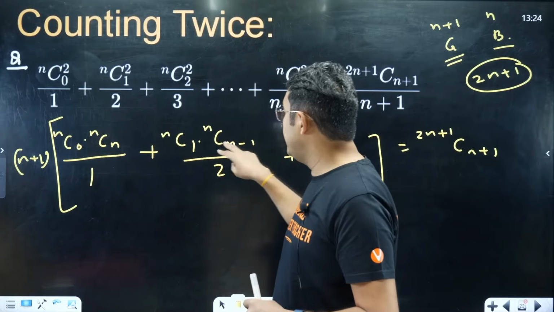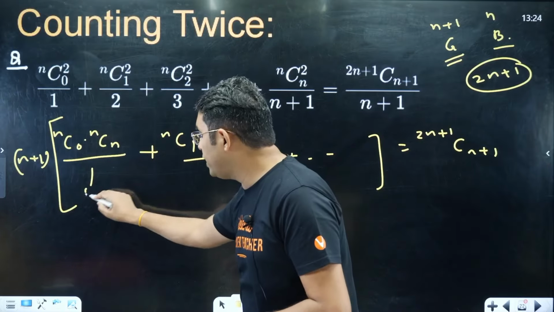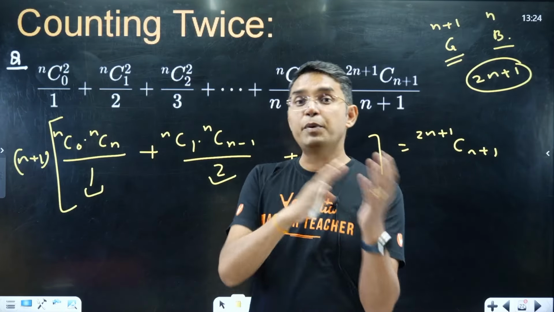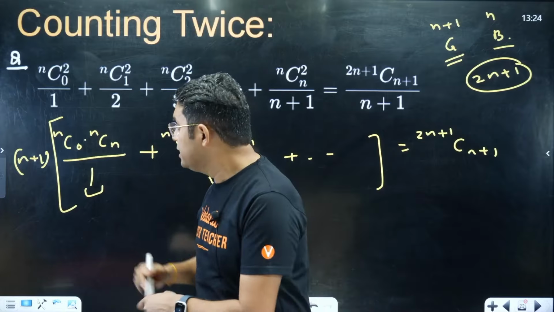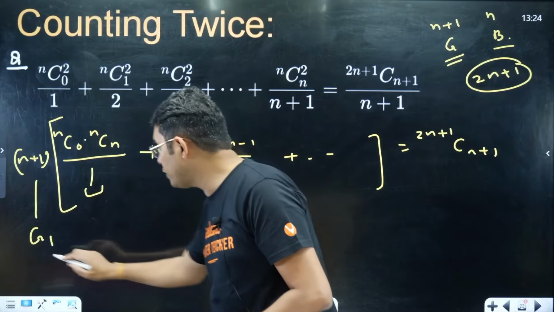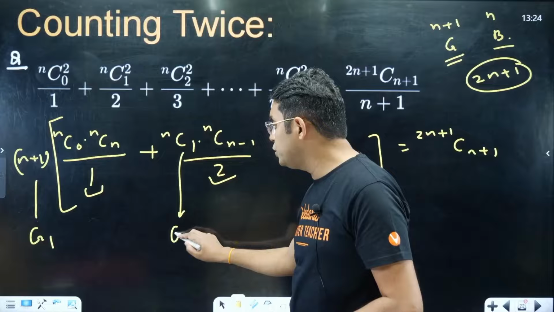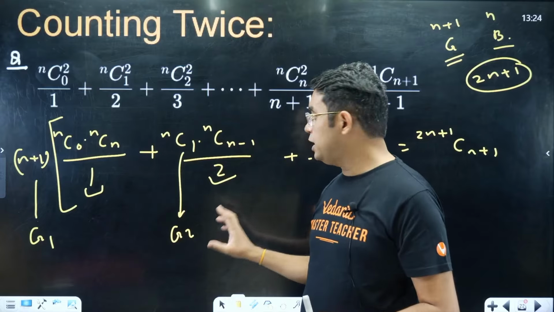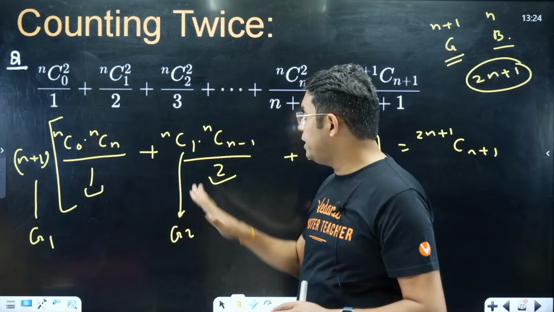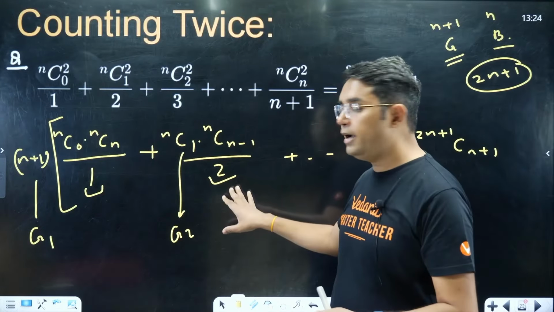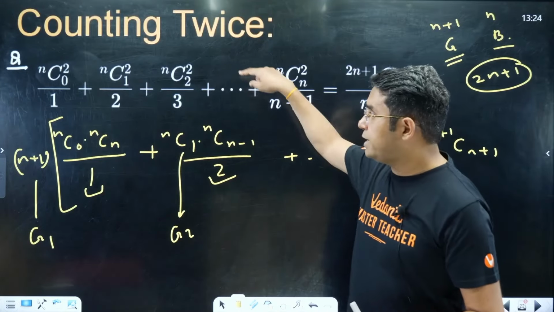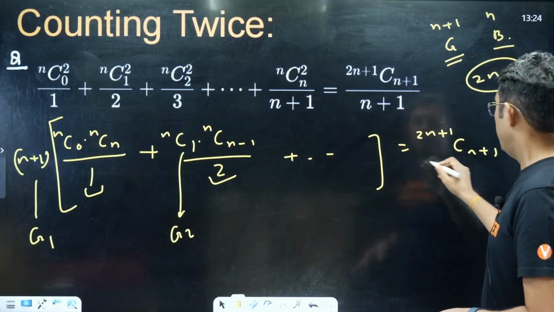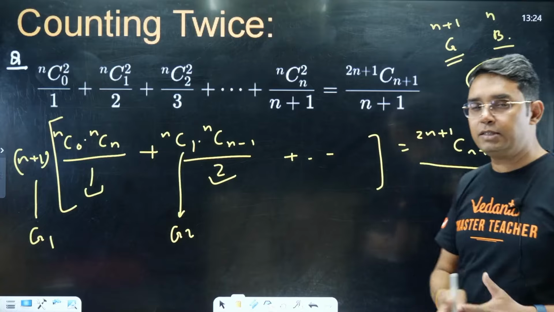Then NC1, NCN minus 1, and this division by 1 and 2, which I have told you 2 times in this session itself, is because of the repetition of selection. Because when you are selecting some girl, let's say G1 in the beginning, and then you select another girl G2 in this NC1, you could have selected G2 first and G1 later. So the same selection is actually happening, but we are counting it 2 times, so we are dividing it by 2. Similarly, in the next case it will be divided by 3 and so on. So overall, if you count this, it has to be equal to 2n plus 1 Cn plus 1.